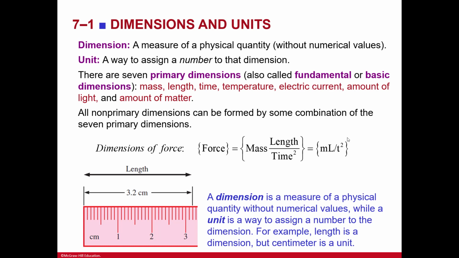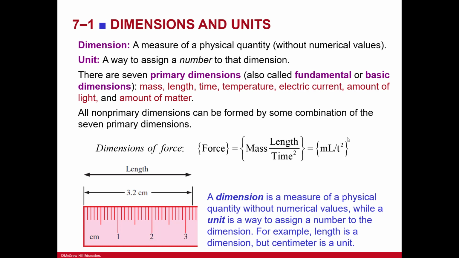A dimension is a measure of a physical quantity without numerical values. And then a unit is a way to assign a number to that dimension. There are 7 primary dimensions, also called fundamental or basic dimensions. These are the ones that we use the most: mass, length, time, temperature, electric current, so you've got watts, amps, things like that. And then the amount of light, and then the amount of matter.